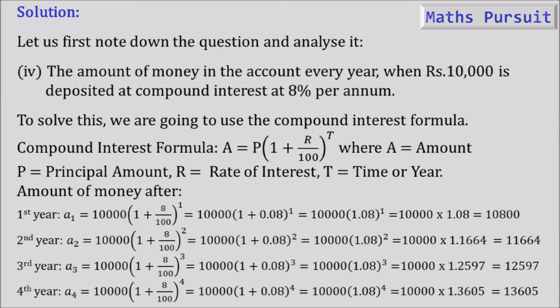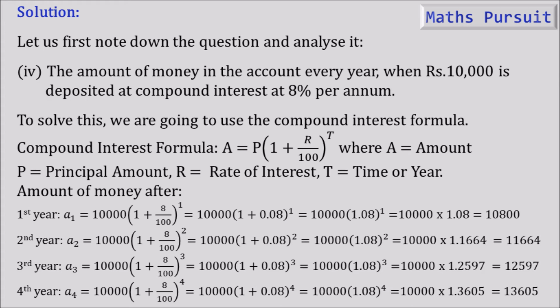Now the amount of money after the end of the fourth year. So A4 is equal to 10,000 into 1 plus 8 by 100 to the power 4, because here time is 4. So 10,000 into 1 plus 0.08 to the power 4, that is equal to 10,000 into 1.08 to the power 4, because 1 plus 0.08 is nothing but 1.08. So that is equal to 10,000 into 1.3605, that is equal to 13,605.